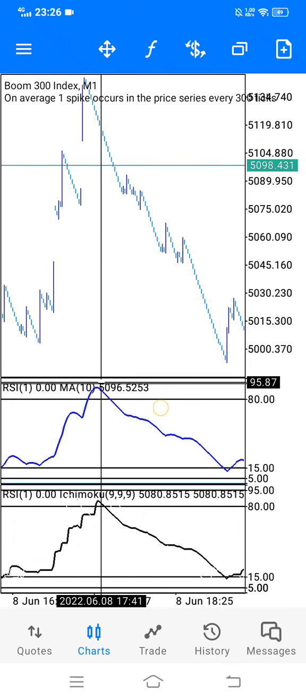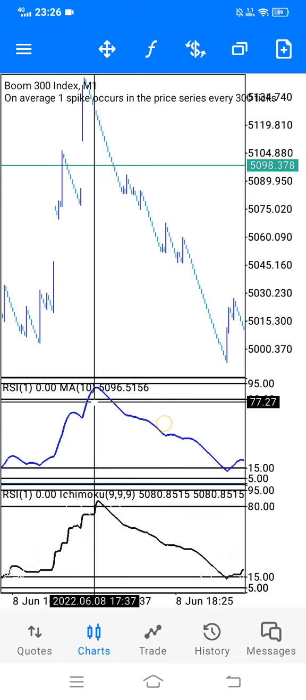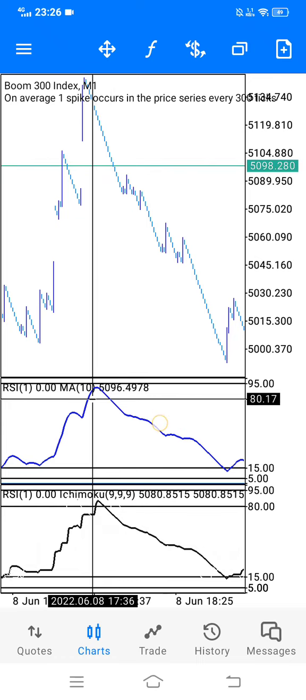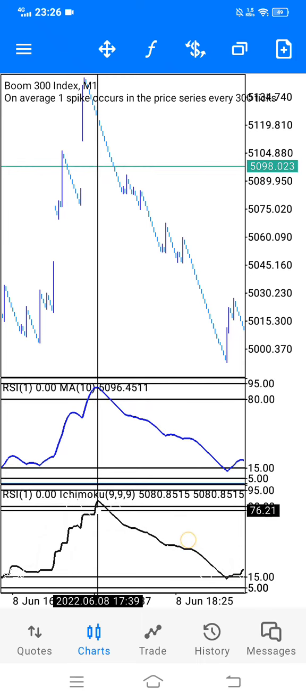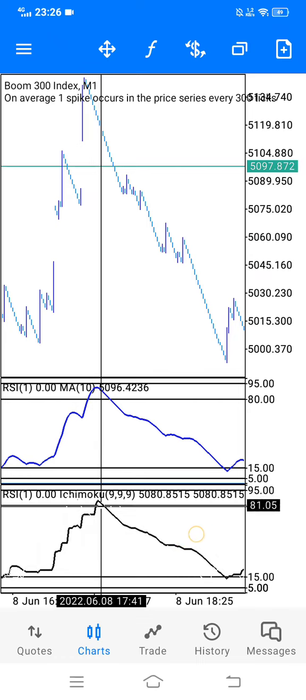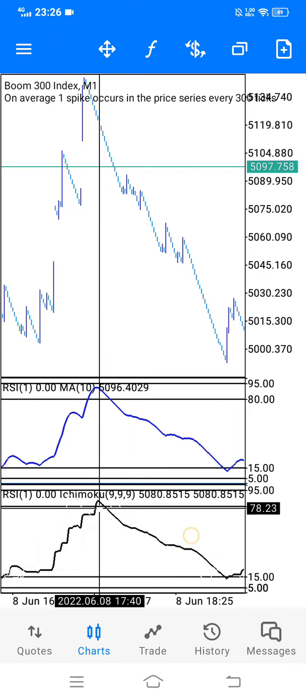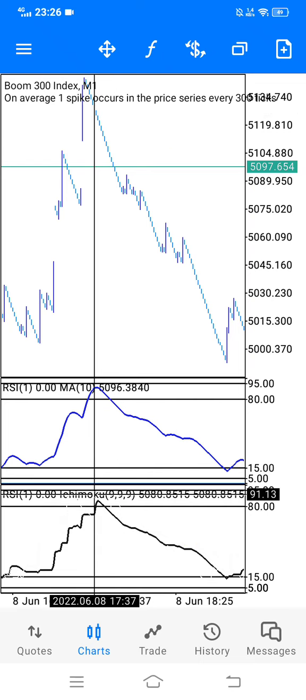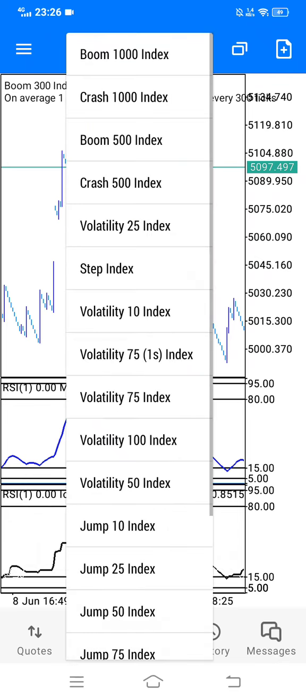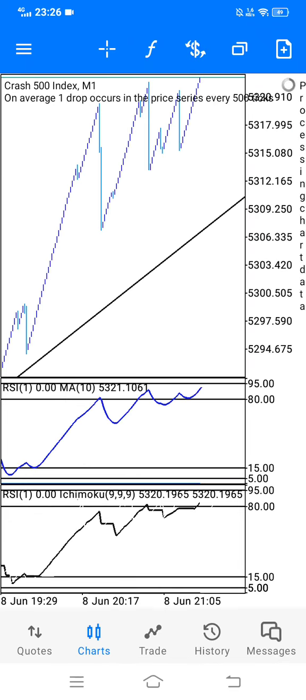So we can see over here confirmation has been met once again. The moving average is in between level 95 and level 80. And the Ichimoku is above level 80, but it's not that far in between. So I would still go ahead and take this trade, take my 5 candles and close. Like I said, it works on all pairs, guys. You can check it on Crash 500 as well.